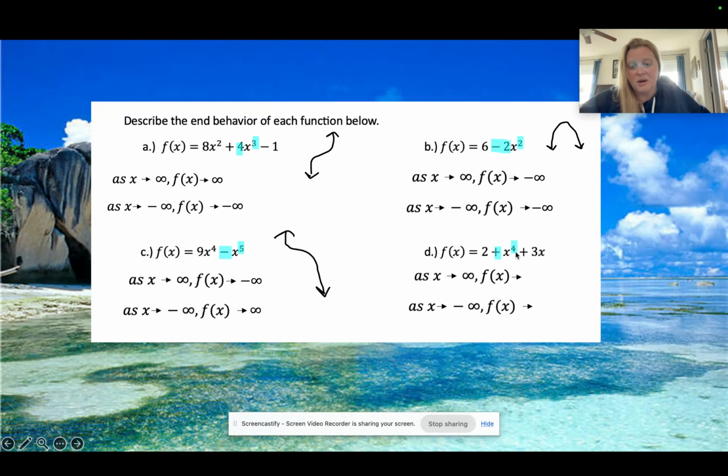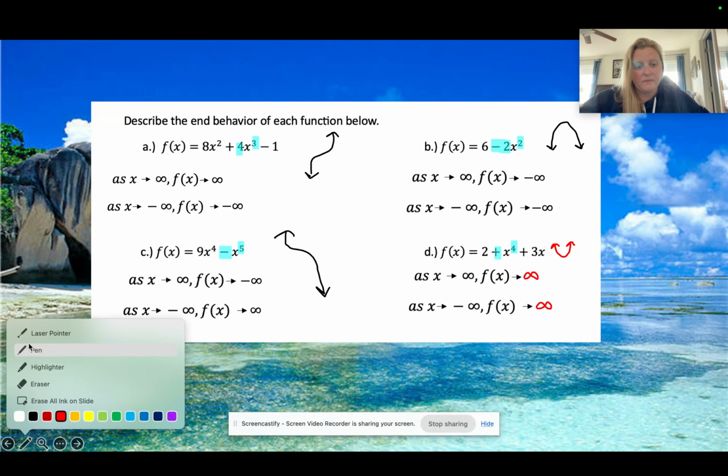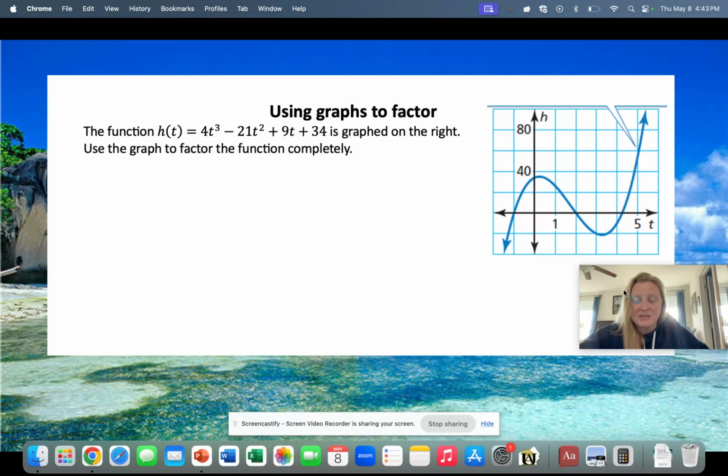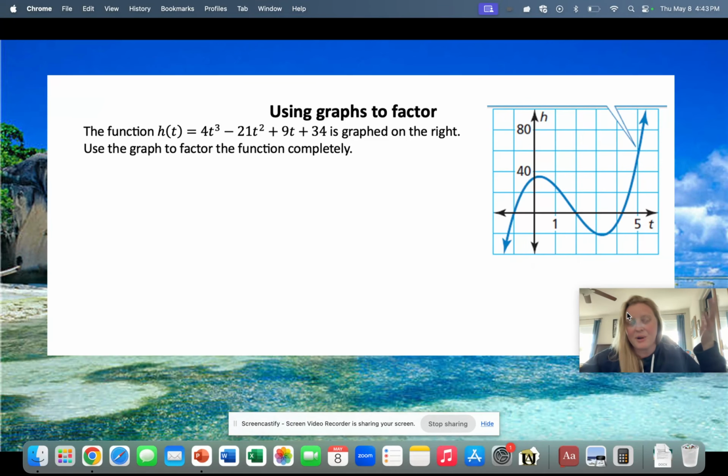This is degree 4, which is even, and it is positive. So it is going to look like a smiley face. And whoops, I have the wrong drawing there, so we're just going to hand draw this. All right, so it's going to resemble a smiley face, and obviously both ends point upwards. All right, so that's our little presentation on end behavior. It's not super complicated, just weird, the notation.